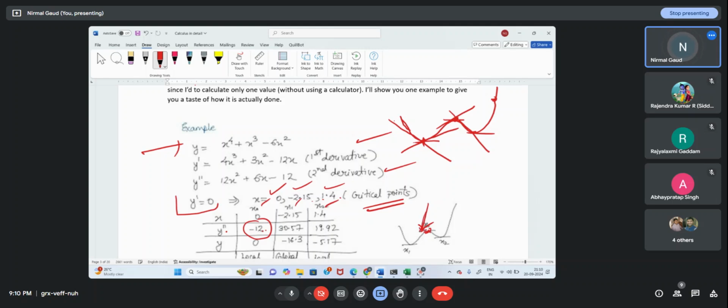However, it may be local, because there is something bigger than this. That would be the global, but this is local. I do have a maxima, but it's local. Okay. Then this is 30.57. If I put minus 2.15, this is positive. Positive means minima. So here there is a minima. I am at a minimum position.